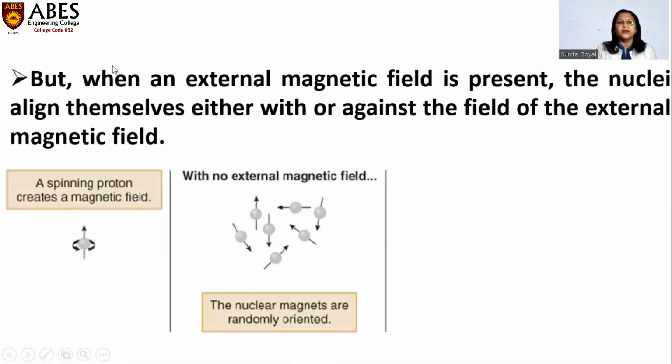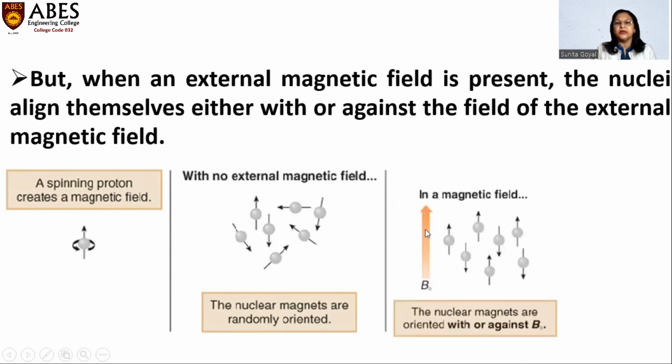And when we keep these nuclei in an external magnetic field, their spins align themselves either with the field or against this field. So we can see here in the magnetic field, suppose this is the direction of the external magnetic field, some of the nuclei which were randomly oriented without the external field have now oriented themselves either in the direction of the field or in the opposite direction.